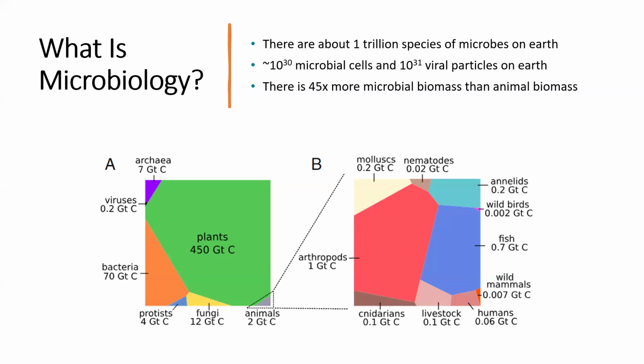Now, but second in line is our microbes, right? So the microbes are going to include the archaea, the viruses, the bacteria, the protists, and the fungi. And that is a pretty significant number when you add it all up. It's about 45 times more than the amount of carbon found in animals, all animals, right? From insects to worms to birds to humans, right? So of humans, we make up about 0.06 gigatons of the Earth's biological carbon.